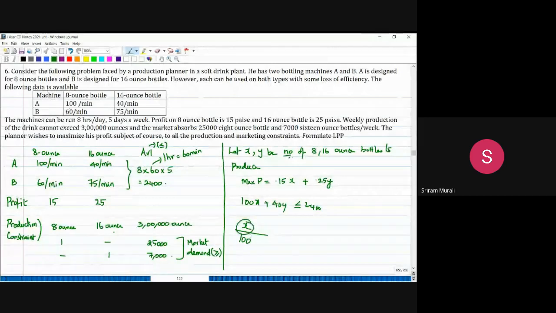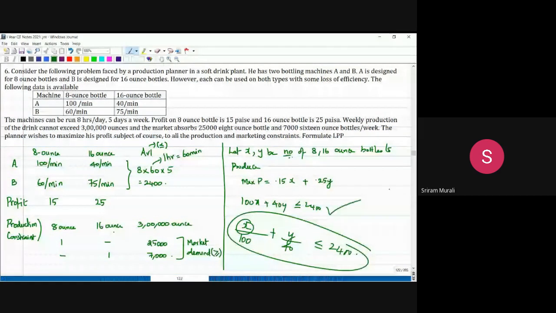But it has a capacity of producing 100 per minute, whereas the 16 ounce will produce 40 per minute. I do not know how many. Both added together, it should be within 2400. Do you understand? Why didn't I take it like this? Why are we taking it like this?